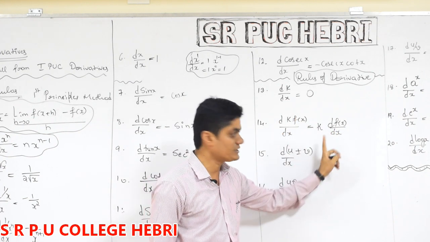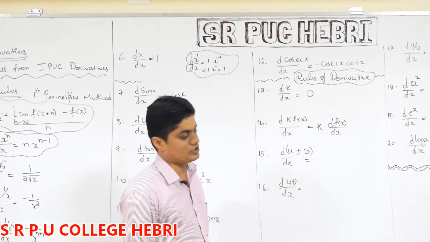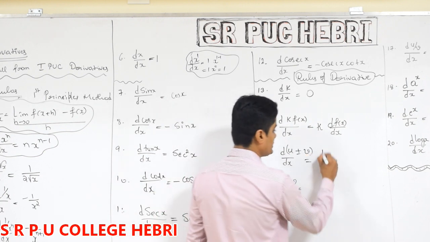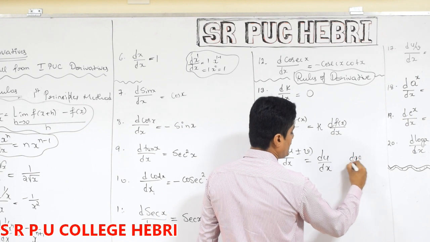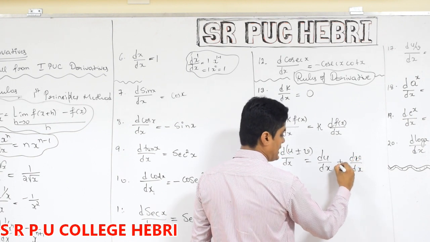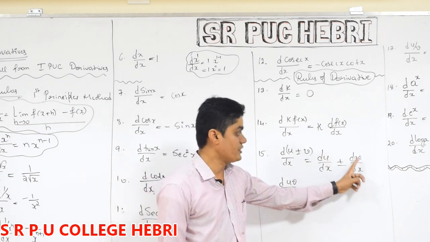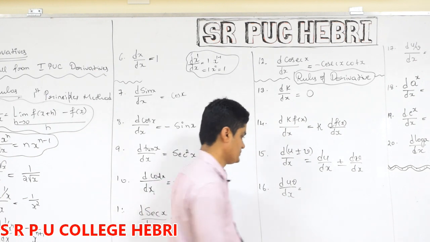Keep the constant outside, find the derivative. Next one, d by dx of u plus or minus v, that is sum of two functions or difference of two functions. The rule says that individually differentiate. Suppose it is addition, add; if it is subtraction, subtract. That's it. Individually differentiate the terms if the expression contains more than one term.